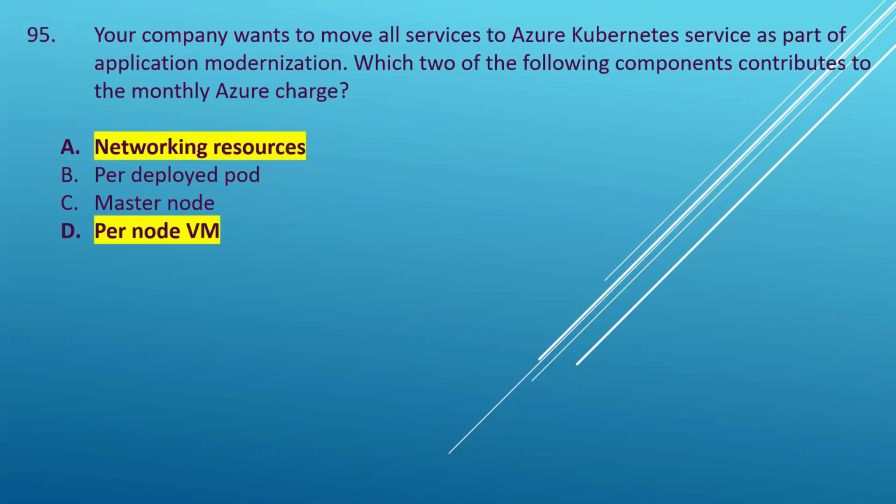Networking resources includes the cost of the networking resources you use within the AKS cluster, such as load balancers, public IPs, and data transfer in and out of your AKS cluster. Per node VM means you are charged for the virtual machine used as nodes in your AKS cluster. The number of nodes and their configuration size directly impacts the cost. You are billed for the compute resources of these VMs.